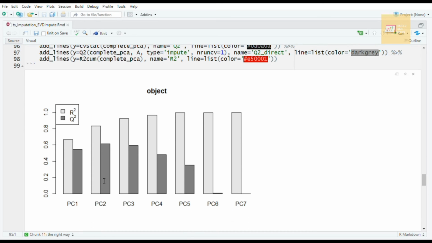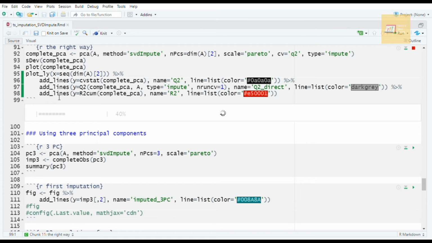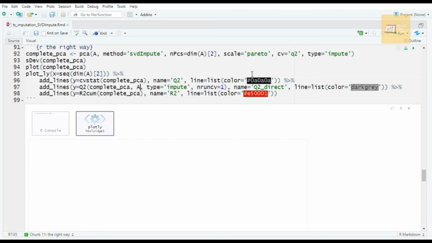The R squared and the bar plots of R squared and Q squared, but I'd like to do it like this. Okay, so here we have 3 lines to plot, but actually the first 2 lines are exactly the same. So I just want to show you that we can get the Q squared values in 2 ways. The first is by running the CVStat function. We can do that because we already specify the CV in the PCA function. And then the second way is the more direct one, that is by running the Q squared function.